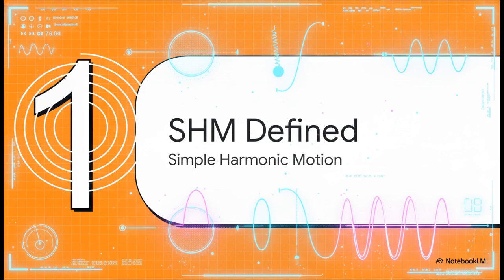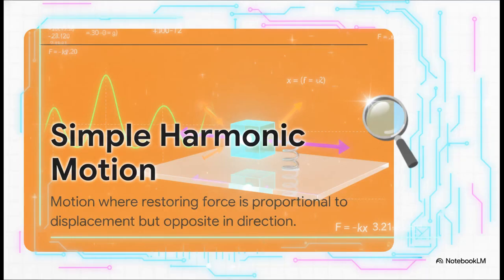SHM defined. So, the absolute most crucial starting point is figuring out what simple harmonic motion, or SHM, actually is. Just picture a block attached to a spring, sitting on a perfectly smooth, frictionless table. When you pull that block away from its resting center, the spring fights back, right? Well, simple harmonic motion happens when this so-called restoring force perfectly fights against an object's displacement. It is relentlessly trying to pull the object back to that center origin point. And the cool thing is, the further you pull it, the harder it pulls back.